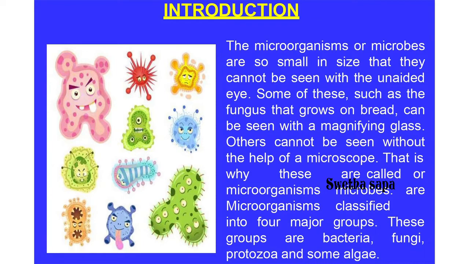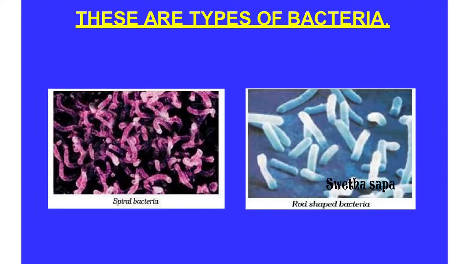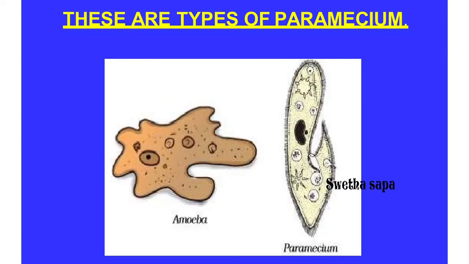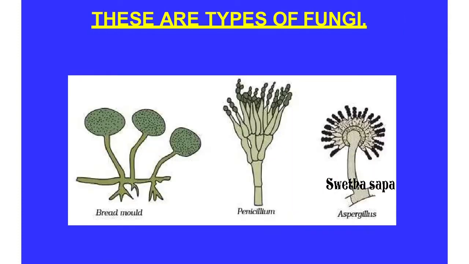We see the types of bacteria. So spiral bacteria and rod-shaped bacteria, as you can see in the picture. So these are the different types of bacteria. These are the types of algae, the Chlamydomonas and Spirogyra, examples for algae. And this is the example for protozoa, that is amoeba and paramecium. And here in this slide you can see the types of fungi, that is bread molds, penicillium and aspergillus.